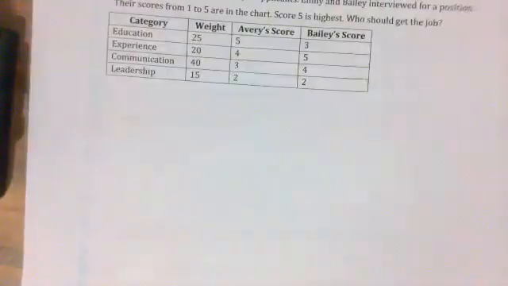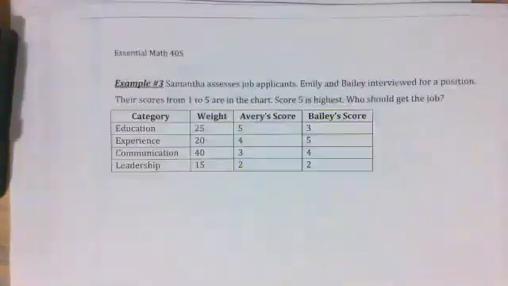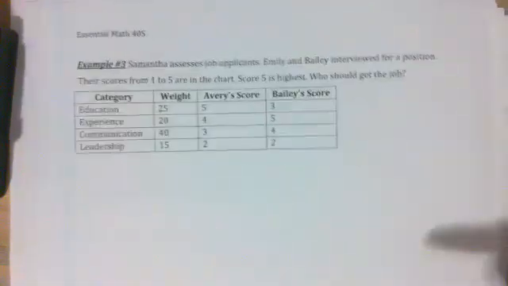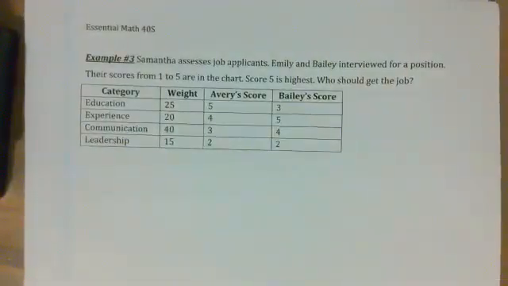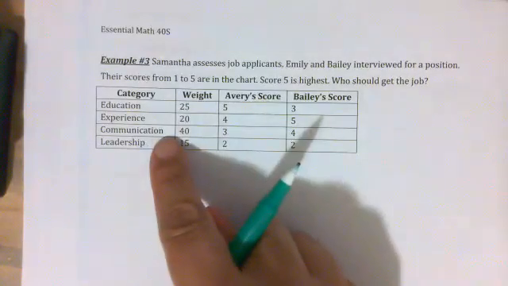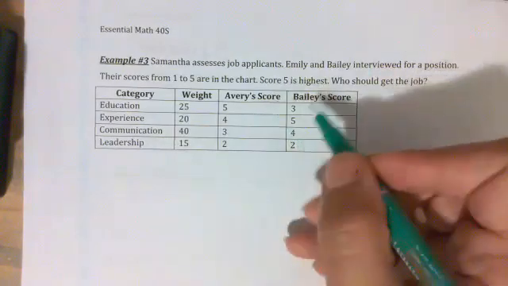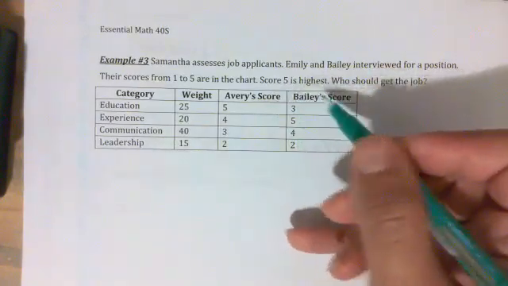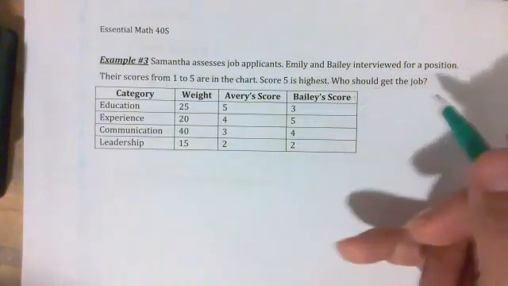Okay, this one, example number 3, is with points. Samantha assesses job applicants, so she's on the hiring committee. Emily and Bailey interviewed for a position. So Samantha interviewed them for a position, and each of them got scores from 1 to 5 for these categories. Okay, score 5 being the highest, so the better score. And then the question is, who should get the job?